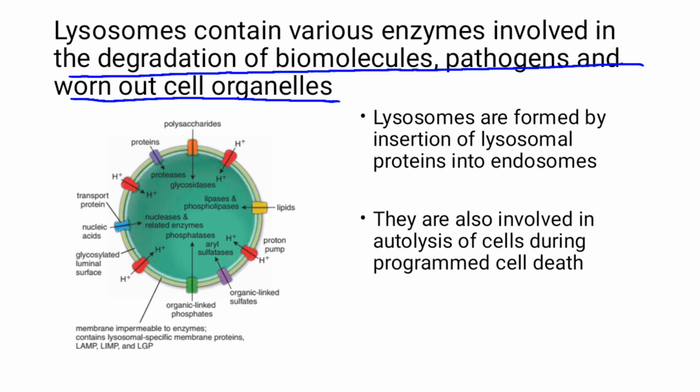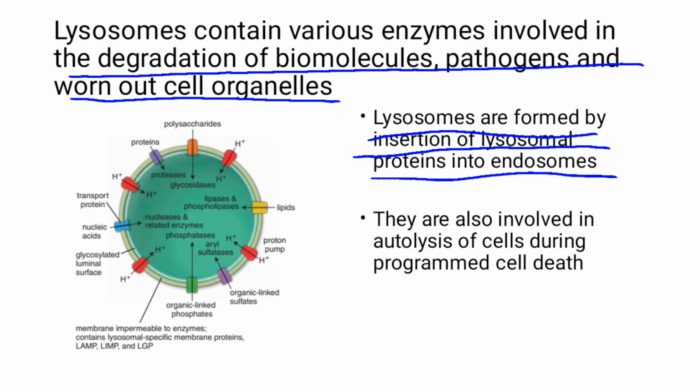So lysosomes are formed by insertion of lysosomal proteins into endosomes. What happens is the proteins are formed in the rough endoplasmic reticulum and sent to the Golgi apparatus. In the Golgi apparatus, they have to be packaged in an impermeable way. And then that packet fuses with a membrane vesicle called an endosome. When they fuse, you form a lysosome, right?